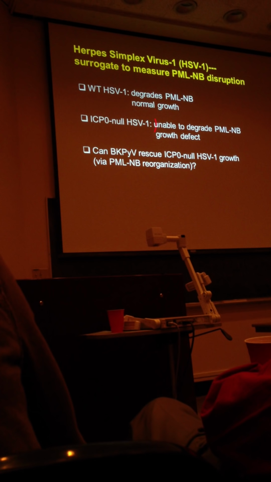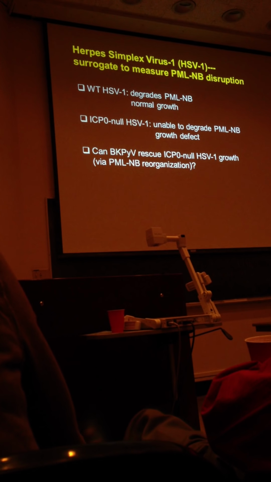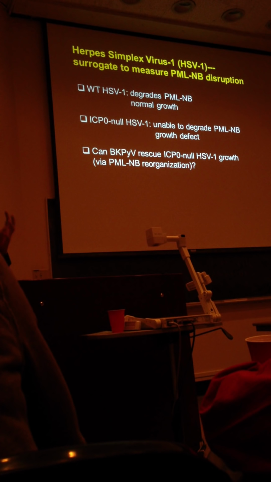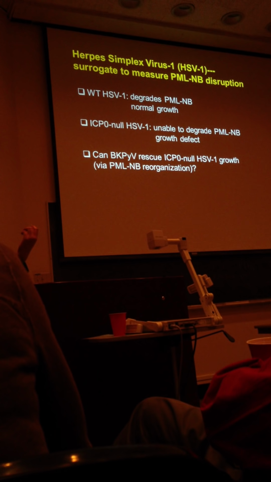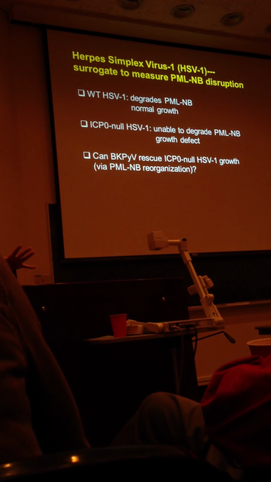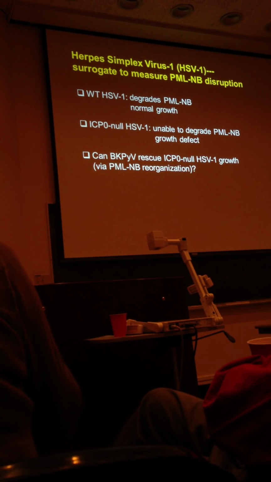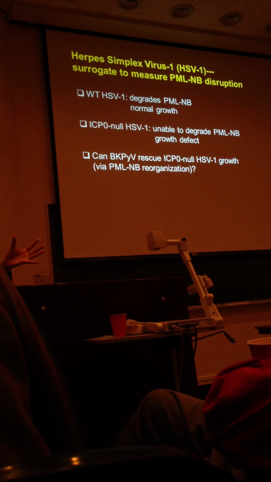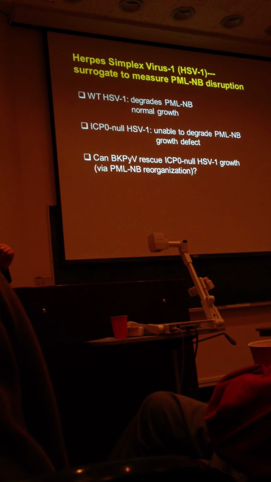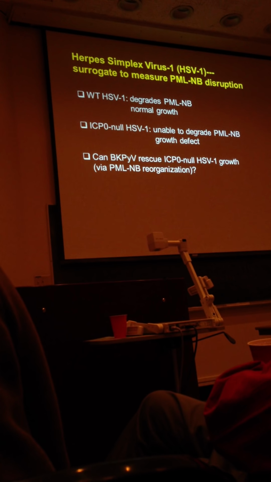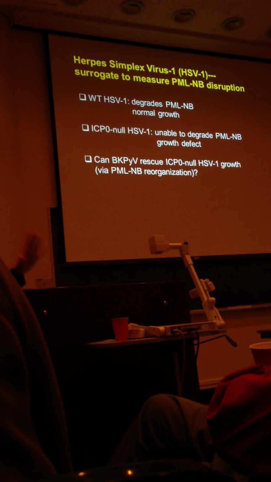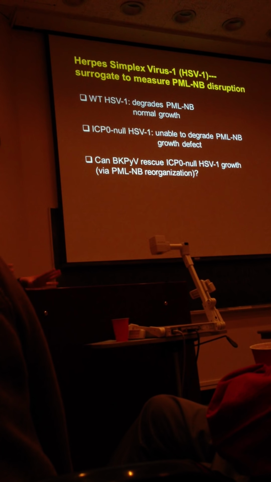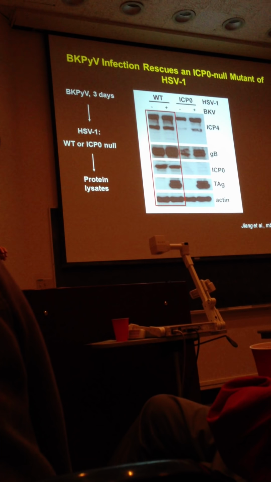However, if you have a mutant HSV which doesn't express ICP0, the virus can no longer disrupt this structure, and therefore it has a growth defect in the cells. So if our hypothesis is correct, that BKV infection reorganizes the PML bodies to inactivate their function, it should allow us to grow this ICP0 null mutant virus in the cells, because the PML bodies are already disrupted, so ICP0 no longer needs to be present. And this is an experiment we did.